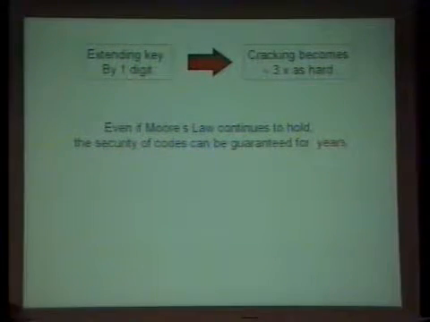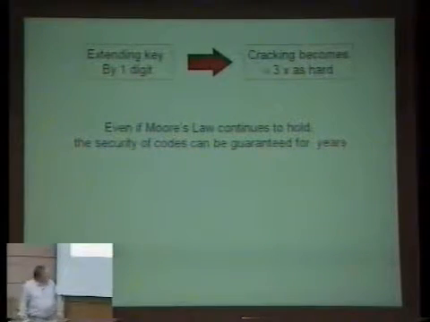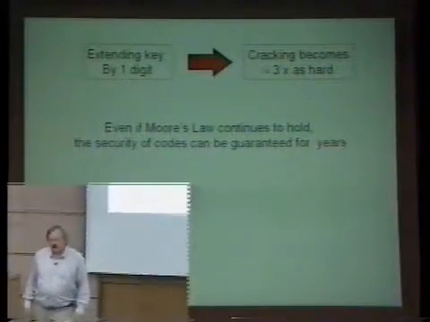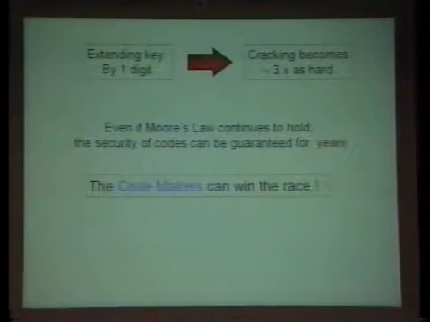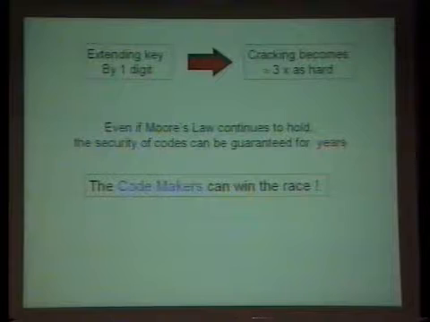Even if you assume that Moore's law will continue to hold, so that the computing power will double every 10 years, every how many years? Every year, so essentially, then by making a sufficiently long key, you can be sure that this will not be broken until years from now. Right? So even though computers become exponentially more powerful, you can adjust the difficulty of your key to the number of years that you want to have it safe. Well, in that sense, the code makers can win the race.